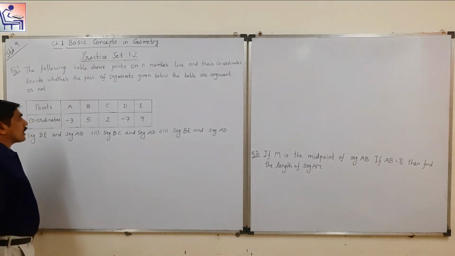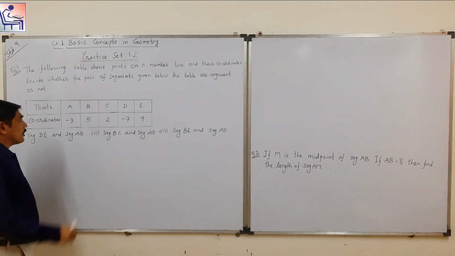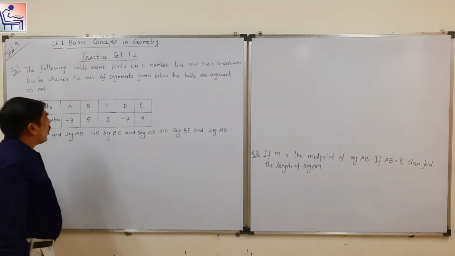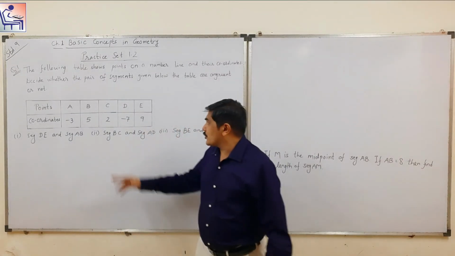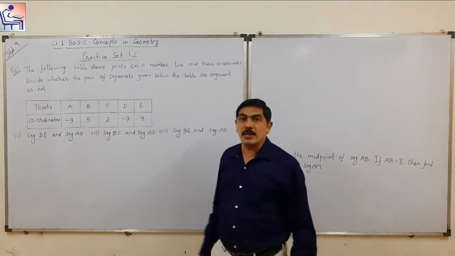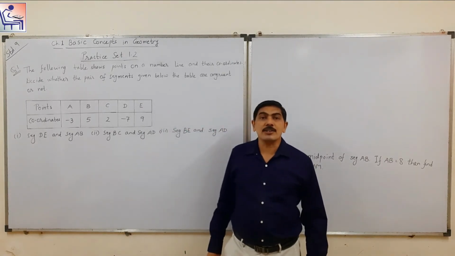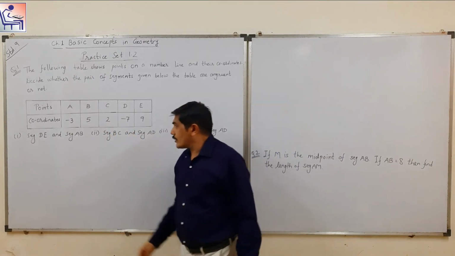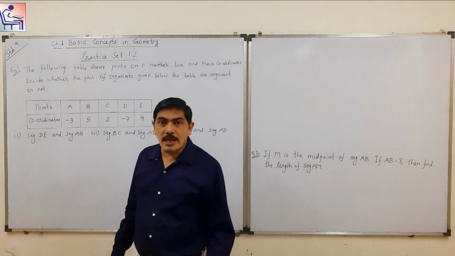Here some points are given to you, A, B, C, D, E, and some coordinates. The coordinate of point A is -3, the coordinate of point B is 5, the coordinate of point C is 2, the coordinate of point D is -7, and the coordinate of point E is 9. So the first question is segment DE and segment AB.